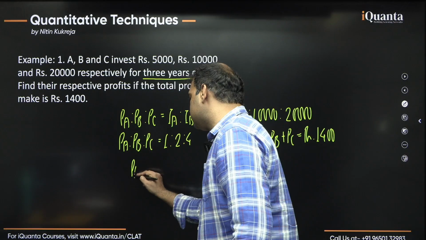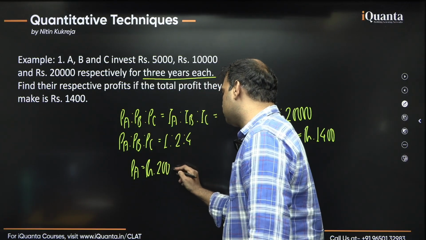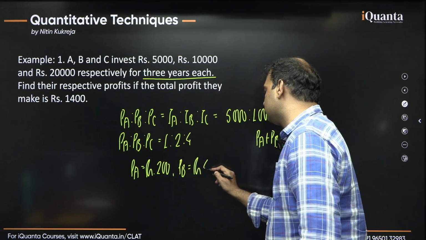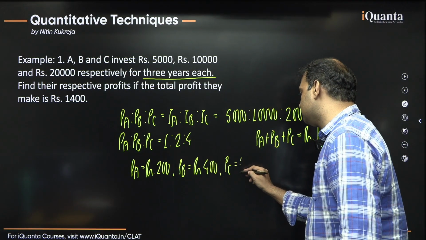All right, that means the profit of A, which is 1, should be exactly 200. The profit of B, which is 2, should be 2 × 200, which is 400, and the profit of C, which is 4, must be 4 × 200, which means 800.